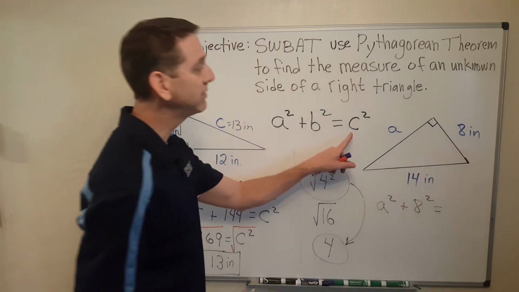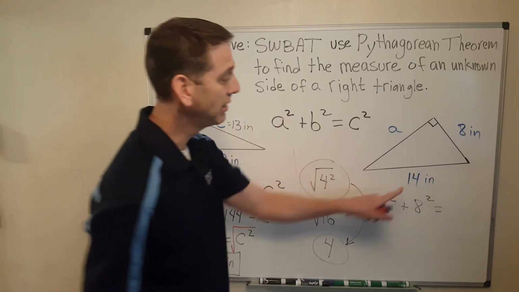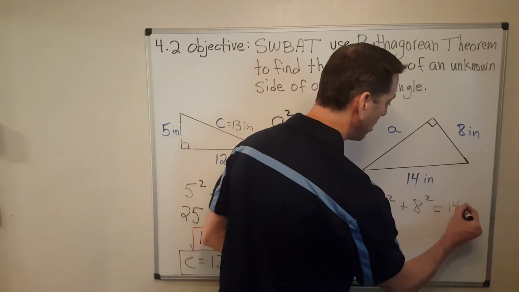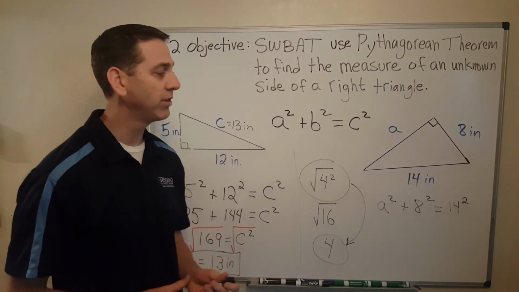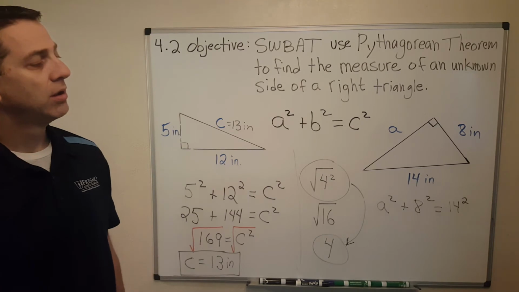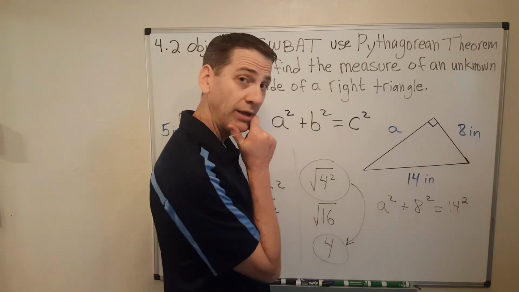Equals C, but this time I know what C is. C is 14. 14 squared. I have to square everything. Okay, so this is a little bit different, isn't it?